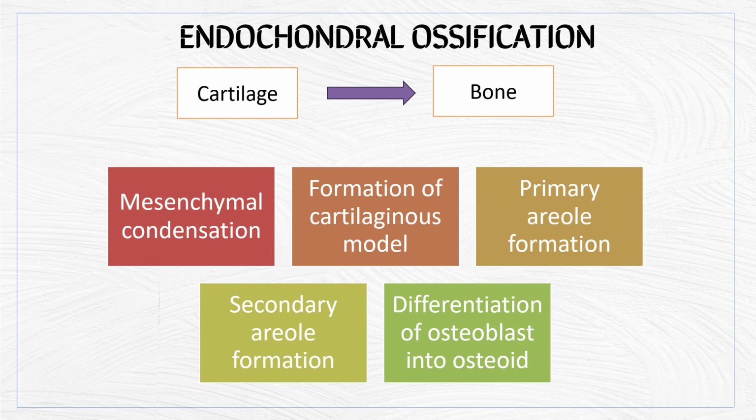Endochondral ossification: in this type the bone formation does not take place directly, but rather it converts cartilage into bone. That is, it needs a cartilage for the bone formation. For easy understanding, I have separated this into 5 headings. One is mesenchymal condensation, formation of cartilaginous model, primary areole formation, secondary areole formation, and differentiation of osteoblast into osteoid.